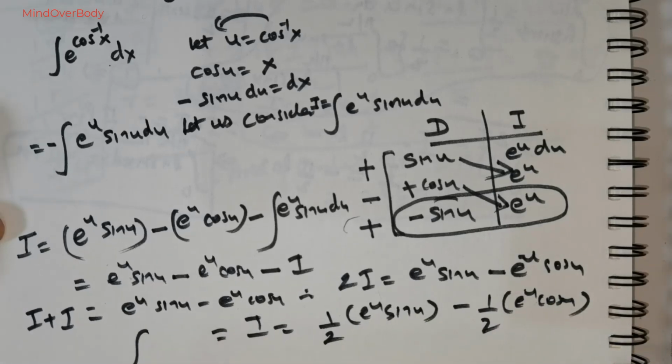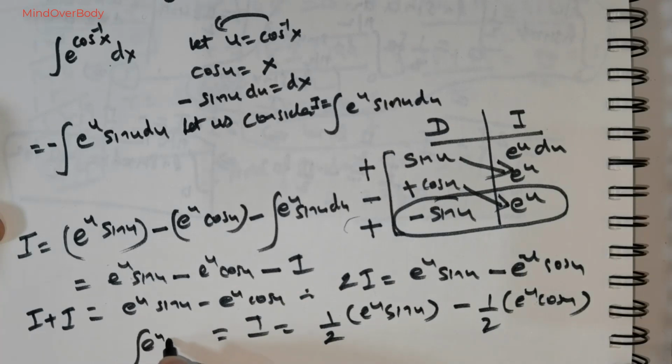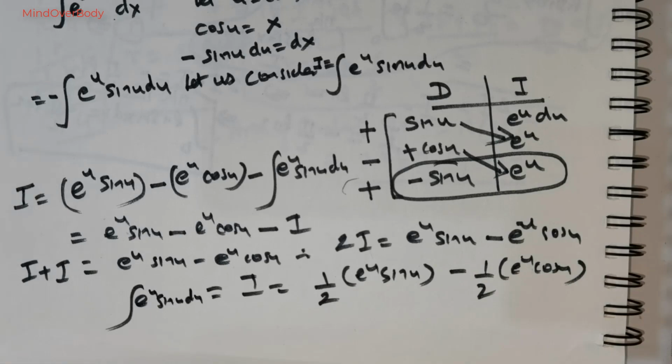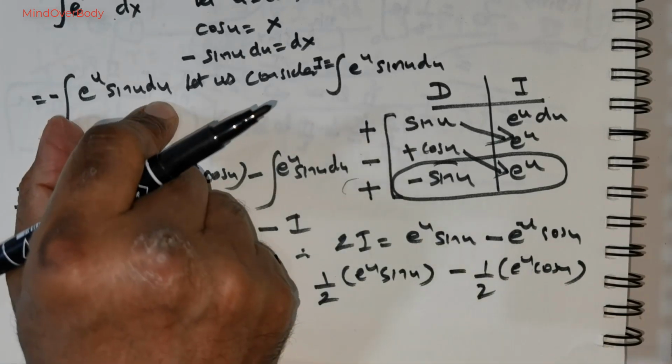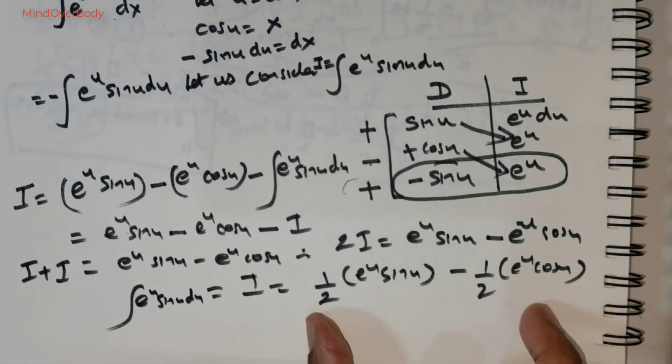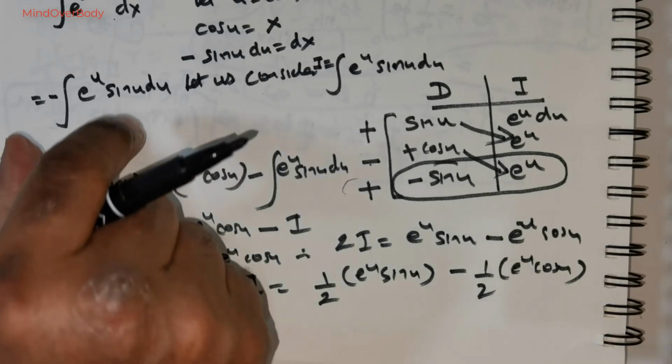This is nothing but the integral of e raised to the power of u sine u du. This is the value that we have got. Now we need to take this value and substitute it here, right? So I'm taking this value and substituting it here.